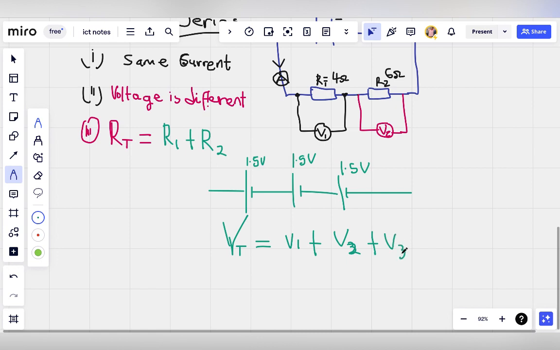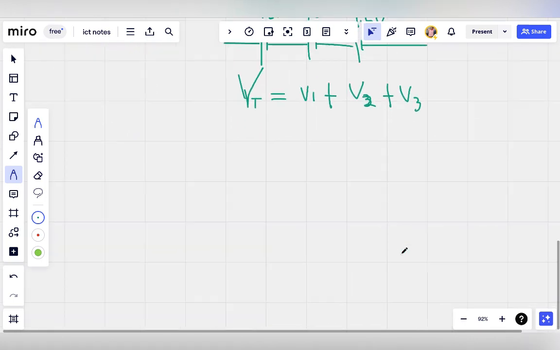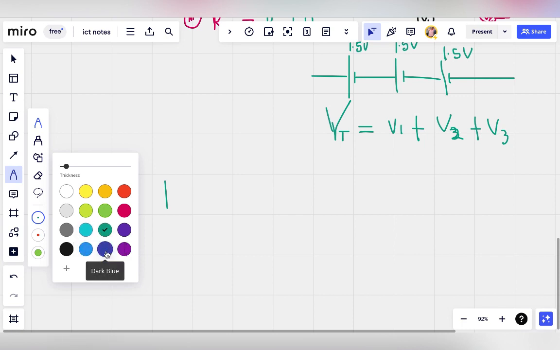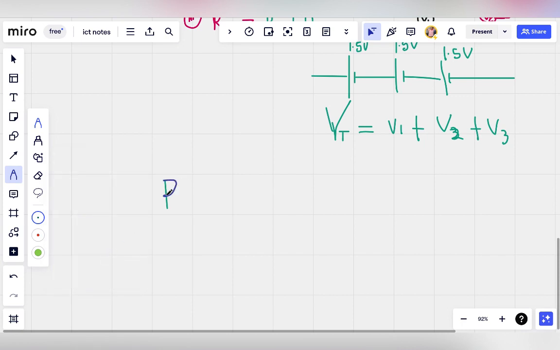These are the basic things you need to understand before we do some other calculations. Now let's take a look at circuits in parallel and what they look like. How are resistors arranged in parallel circuits?